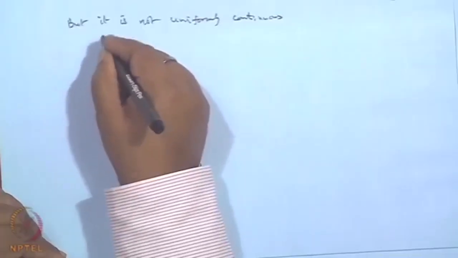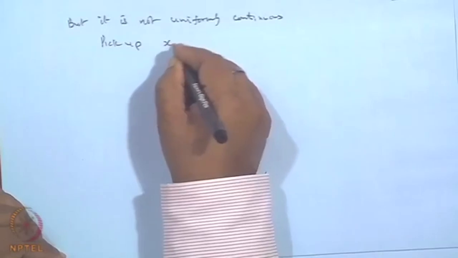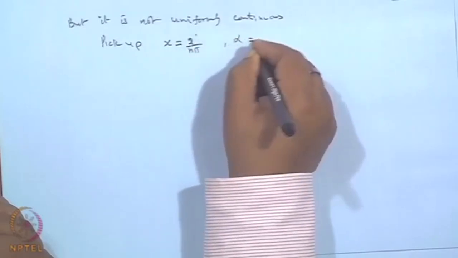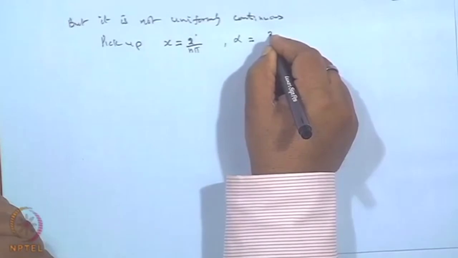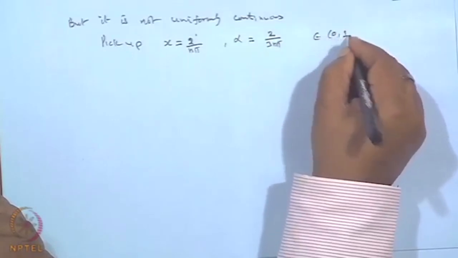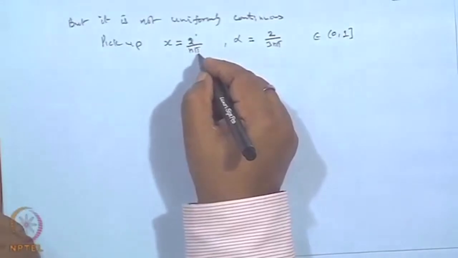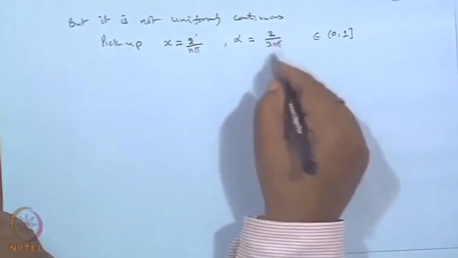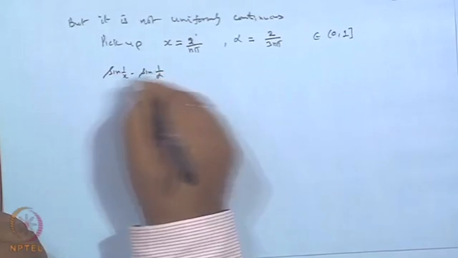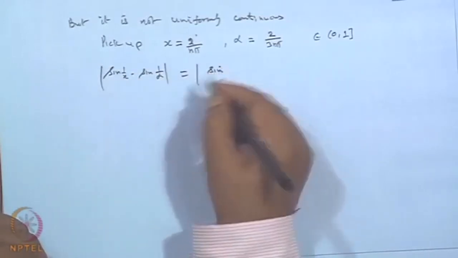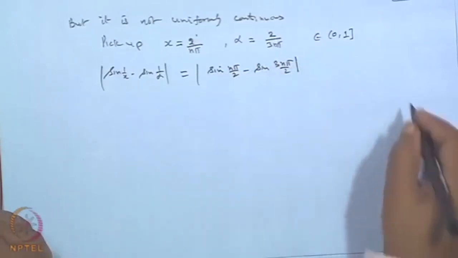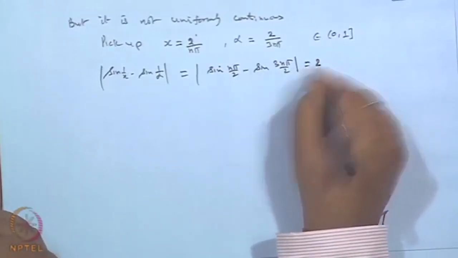Suppose I pick the point, say, x as 2 over n pi, and alpha to be, say, 2 over 3 n pi. Now, both are points belonging to the interval 0 to 1, is it not? Since pi is more than 3 and n becomes large, it can be less than 1. And for this, what is sine 1 by x minus sine 1 by alpha? This is equal to sine n pi by 2 minus sine 3 n pi by 2.